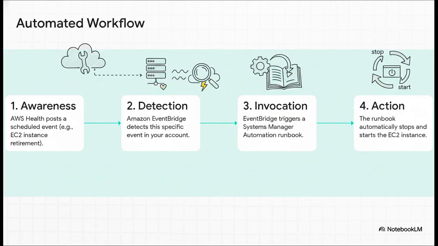Let me walk you through a perfect real-world example of this. So AWS Health posts an event telling you that one of your EC2 instances is scheduled for retirement because the hardware underneath it is getting old. Now, in the old days, you'd get an email, and you'd have to remember to go in and manually stop and start that instance to move it to new hardware. But now, EventBridge sees that specific health event. It automatically triggers a Systems Manager runbook, and that runbook performs the stop/start for you. The whole thing just happens completely automatically without you ever lifting a finger.